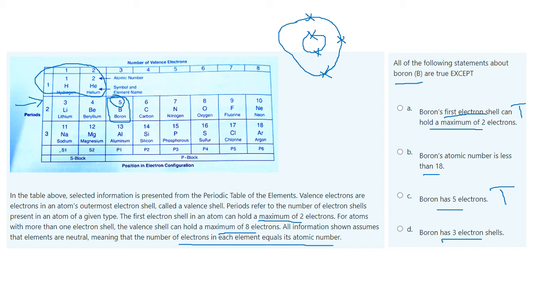Boron's atomic number is less than 18. Well, the atomic number is shown at the top. So boron's atomic number is 5. 5 is less than 18. So this is true. Boron has 3 shells, but boron is in the second period. And it says the period refers to the number of electron shells. So boron has 2 electron shells, not 3 electron shells. So D is the correct answer. Remember, we are looking for the answer that is not true.